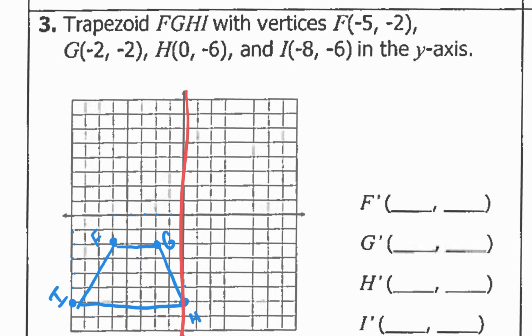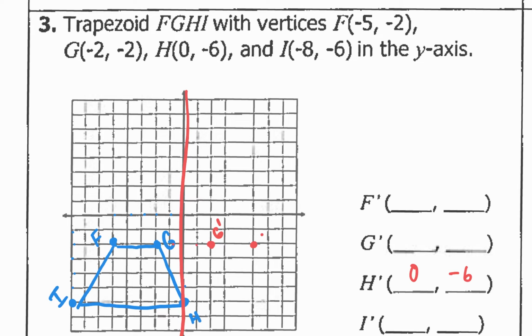In this problem, we have a trapezoid. We will reflect it over the y-axis. You notice that H and H prime are the same point. So H prime is going to be 0, -6. G is 2 spaces from the mirror, to the left. So we're going to go to the right. So that's G prime. F is 5 spaces to the left. So we're going to go to the right of the mirror now, 1, 2, 3, 4, 5.